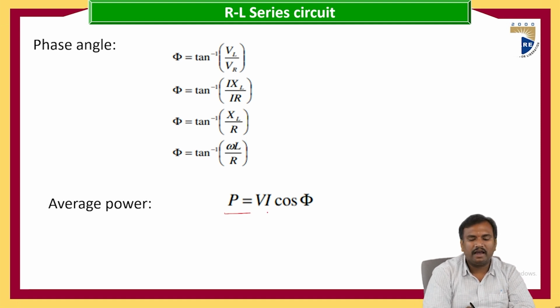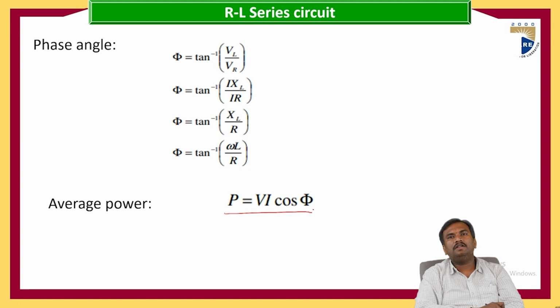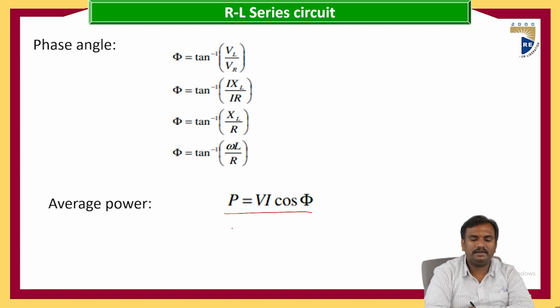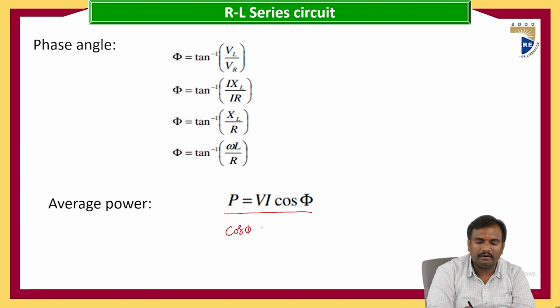So from this, the average power is equal to, generally the power equation in DC circuits is only VI, whereas in AC circuits VI is multiplied with the power factor, that is the cosine value of the phase angle difference between the voltage and current. That is, power is equal to VI cos phi, where cos phi is called the power factor.